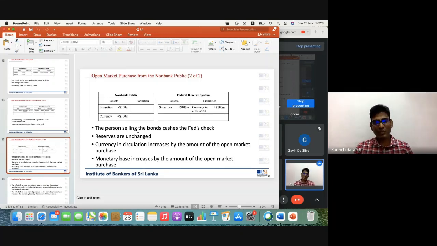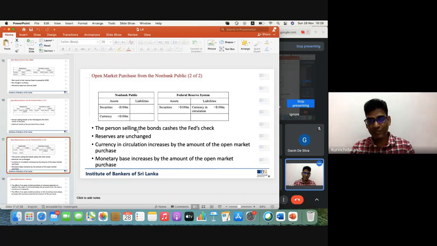So up to now we have seen the purchase. Next we can see the sales. It will be the opposite, right? Here reserves and currency in circulation increase, but when they sell, the securities will go to the bank, then reserves will be less. Or if it is the public, the securities will go to the public, and the currency in circulation will be reduced.